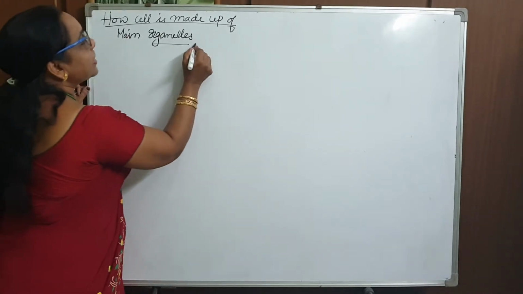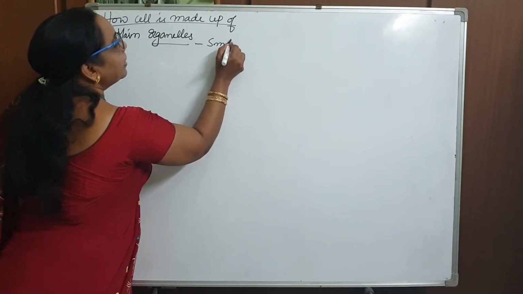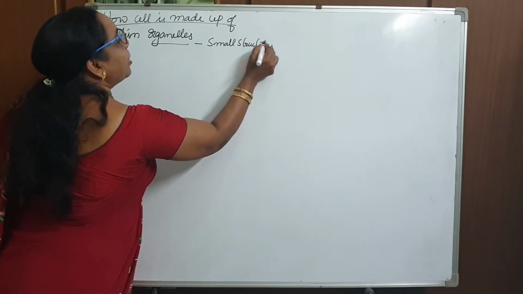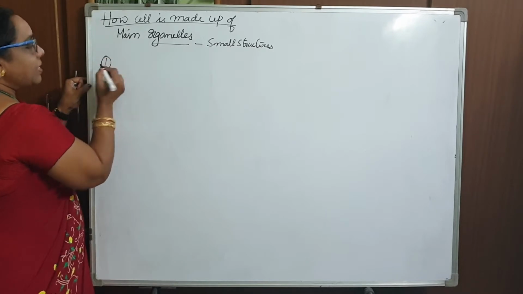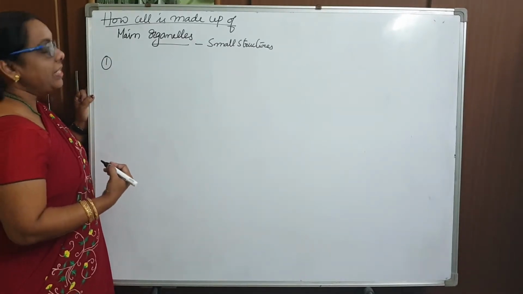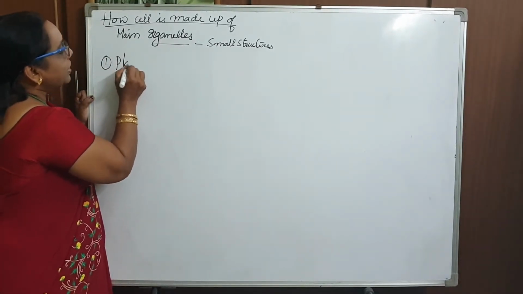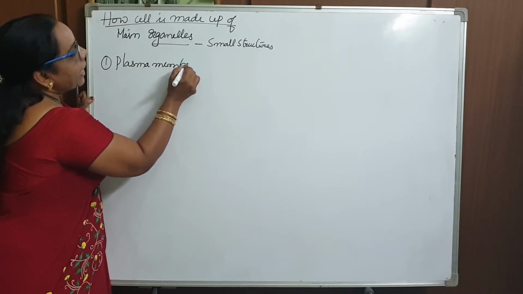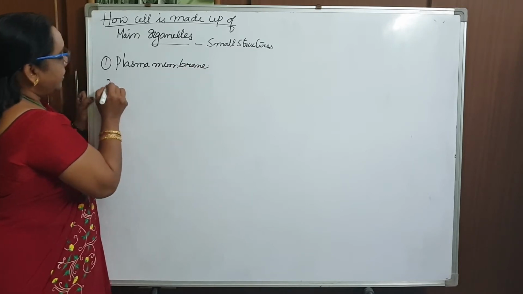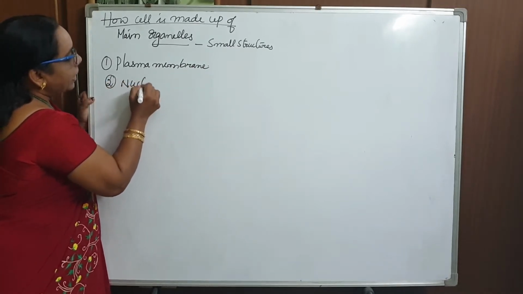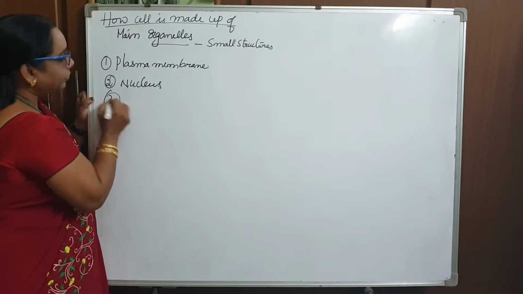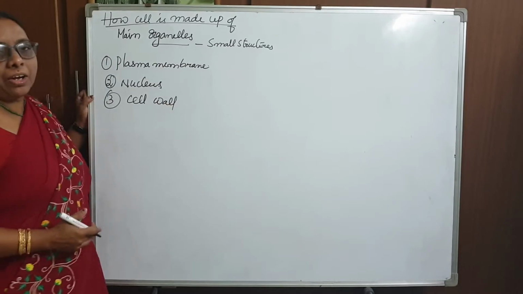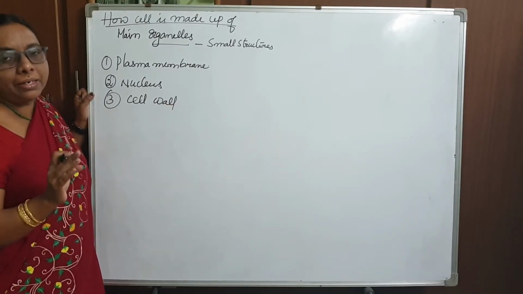And what are these organelles? Organelles are nothing but the small structures. Let me list them all out, then we have to study each and every organelle. The first one is the plasma membrane. The second organelle is the nucleus. And the third one is the cell wall. Out of the many organelles, these 3 are the main organelles.